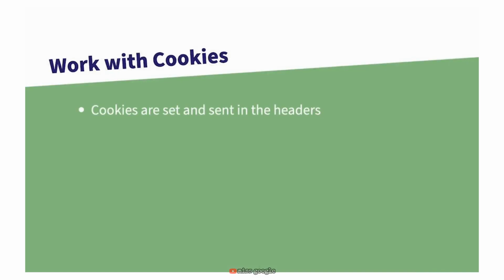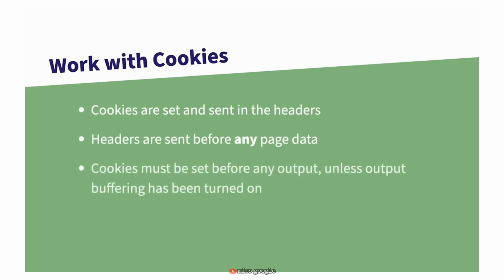You'll recall from when we just saw the walkthrough of how cookies work, that cookies are being set and sent in the HTTP headers. That's an important point because headers are sent before any page data. We talked about this a lot in the first part of this course. That means that cookies must be set by PHP before any output is made, even white space. The only way around that is to have output buffering turned on. We talked about that in the first part of this course when we talked about redirecting. And at that time, we turned output buffering on. But it's something to keep in mind. Cookies follow the same rule because cookies are set and sent in the headers.